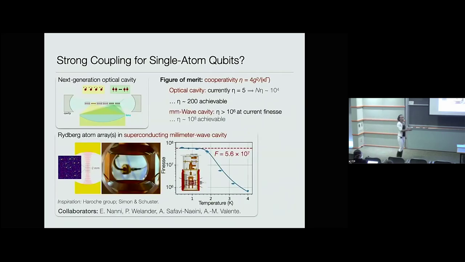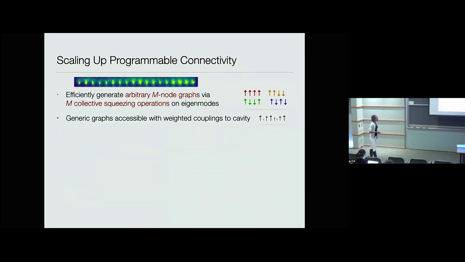So there's a separate approach that we're also working towards in our lab, where we've built a superconducting millimeter wave cavity that has to operate at 1 Kelvin. But if one were to trap an array of Rydberg atoms in there, which we haven't done yet but want to do, the single atom cooperativity could be over 1 million, and that would be a very exciting and different regime. And so one of these days, maybe some of these methods can also be translated into this type of system. Okay, so that would be cool.